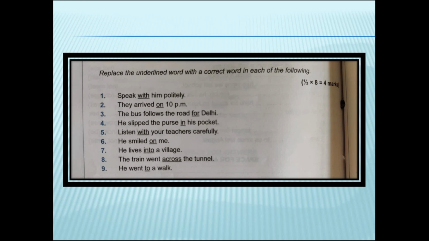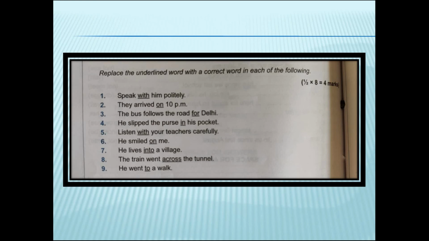The train went across the tunnel. Across is the wrong word. The train went through the tunnel. It passes through the tunnel. We use through here. So we are going to replace across with the word through. Let's see the last one. He went to a walk. Now here again to is the incorrect word. The correct sentence should be he went for a walk. So we are going to replace to with the word for.